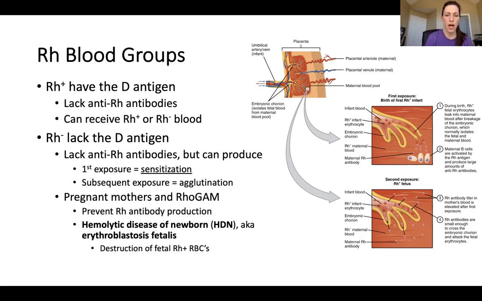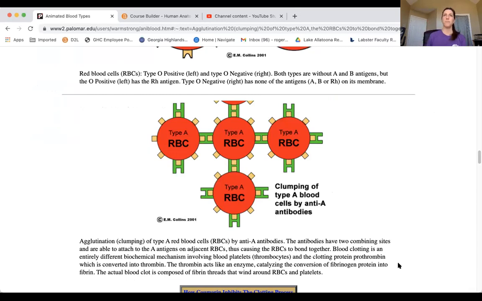Another thing I wanted to show you really quickly that might help is a picture of why and how agglutination happens. So let's go back just a second to thinking about A and B and O. An agglutination reaction, or clumping reaction, is going to happen when a donor is a mismatch to the recipient. This picture is showing agglutination by anti-A antibodies. These anti-A antibodies have double binding sites, so they can grab two cells that have A antigen on the surface.